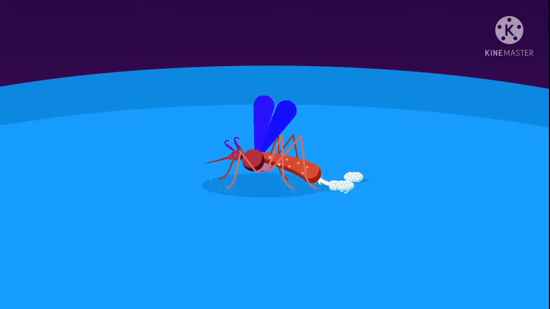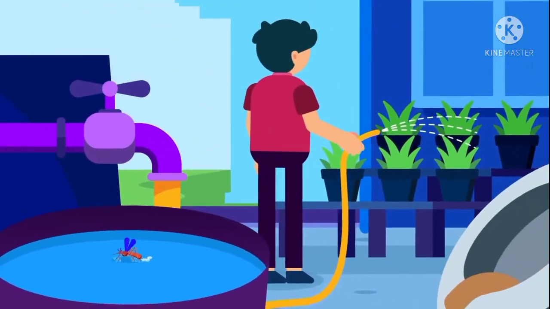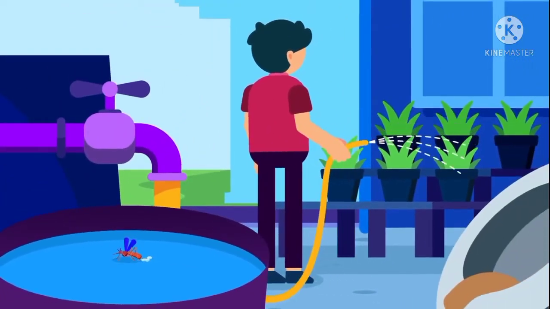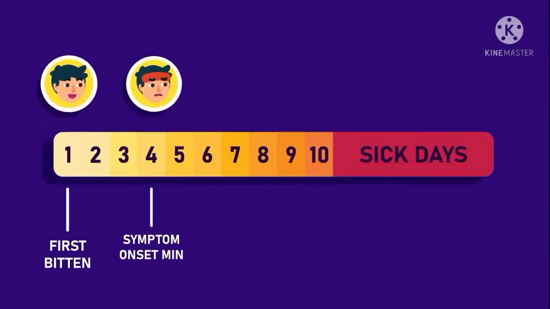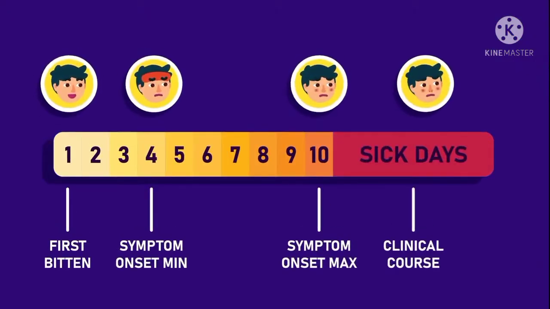These mosquitoes can typically be found laying eggs near standing water in containers that hold water like buckets, bowls, animal dishes, and others. The incubation period of dengue is 4 to 10 days once the mosquito has bitten the individual.